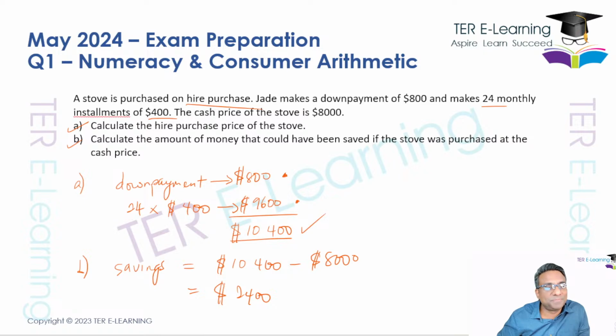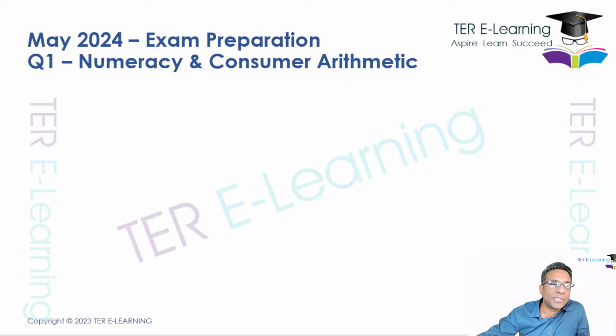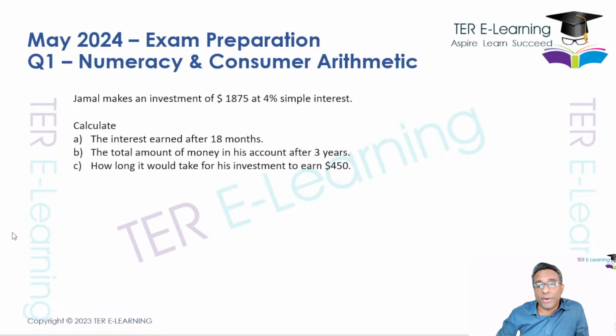Let's see what else we have here. So Jamal makes an investment of $1,875 at 4% simple interest. Guys, CXC loves simple interest. If you don't get it in the paper 2, you're gonna get it in the paper 1 for sure. So you all need to learn this formula. It is not given to you in the formula sheet, so you have to know it. Simple interest is principal by rate by time divided by 100. That's what simple interest is.